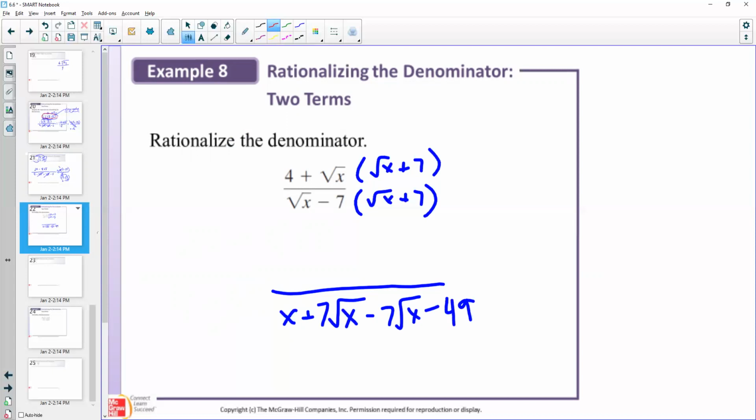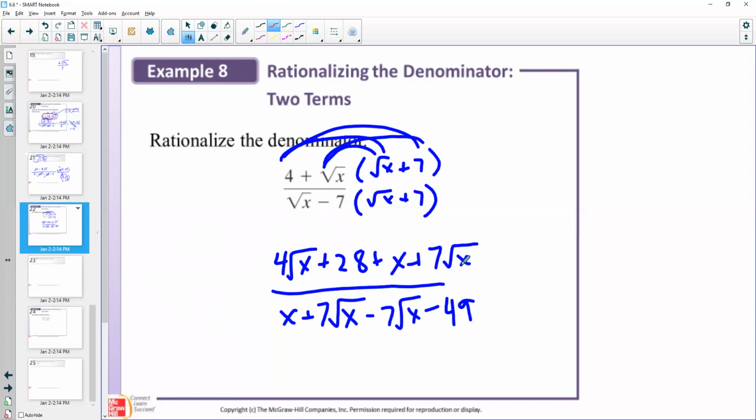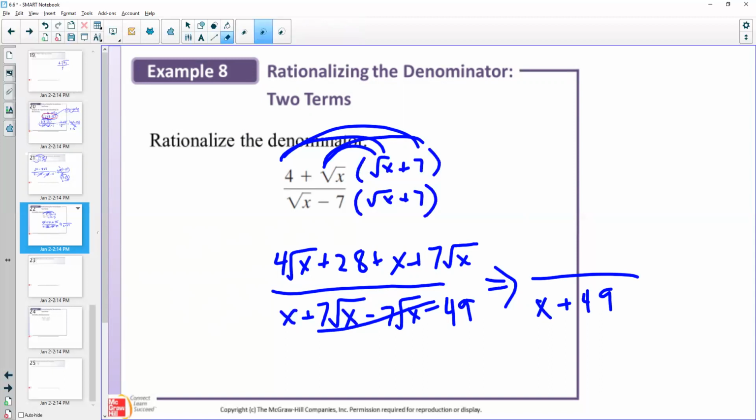In the top, I'm going to get 4 radical x plus 28 plus x plus 7 radical x. So now I'm going to combine like terms or simplify. On the bottom, I get x plus 49. Oh, sorry, I should get minus. Yep. I get x minus 49.